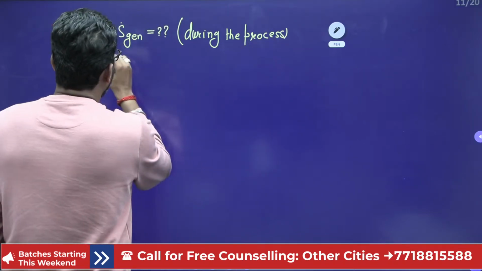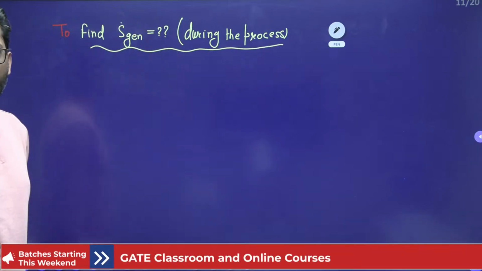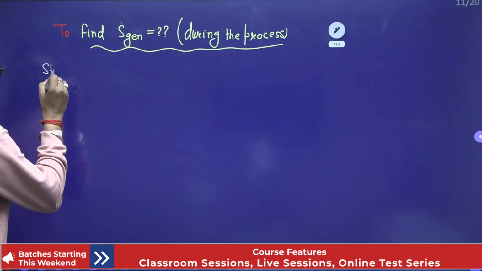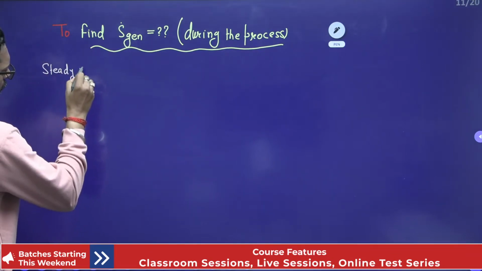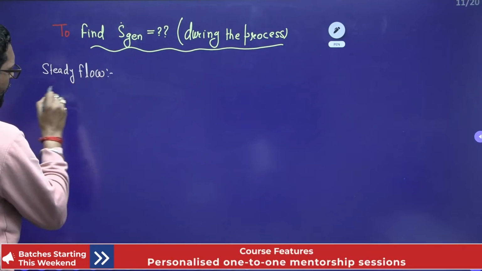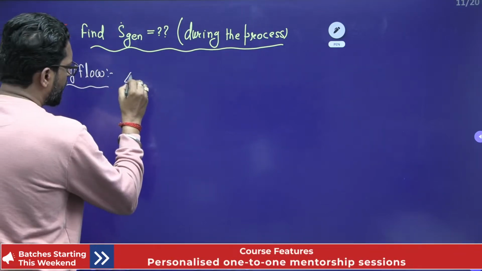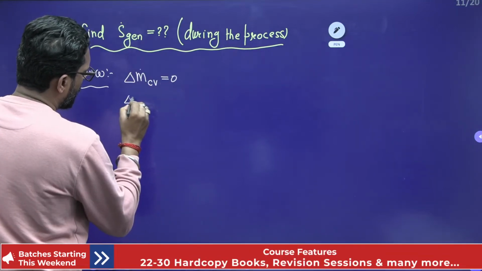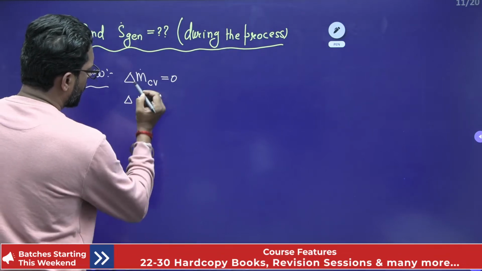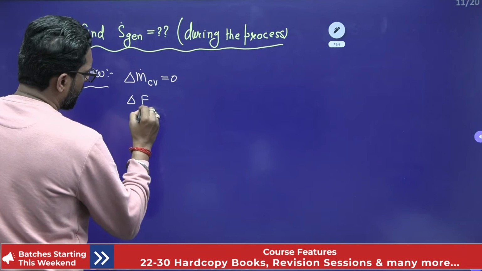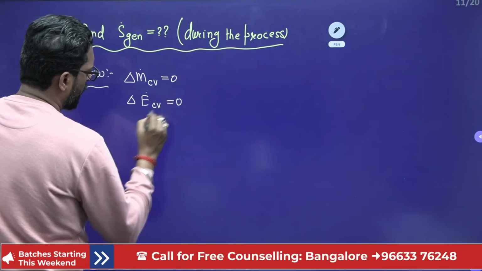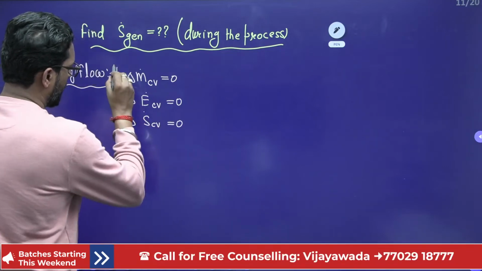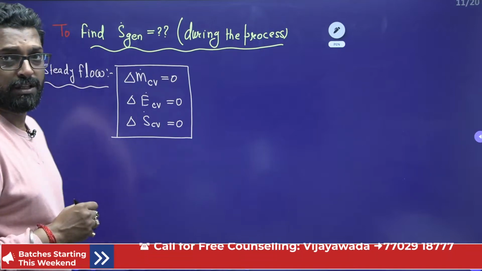Now, what is the inside of this one? It is a steady flow. What is the physical meaning of steady flow? That means the change in mass of the control volume with respect to time is equal to 0, the change in energy within the control volume is equal to 0, the change in entropy, all the properties are equal to 0. This is the condition for the steady flow.